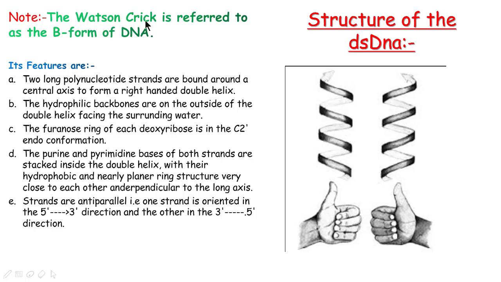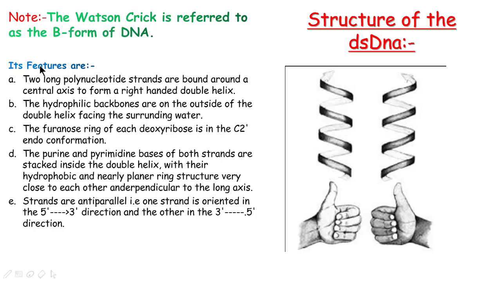Note, the Watson and Crick model is referred to as the B form of the DNA. Over here, there is a diagram of the left-hand thumb rule and the right-hand thumb rule. Okay, because it shows how the helix is formed in the DNA structure.